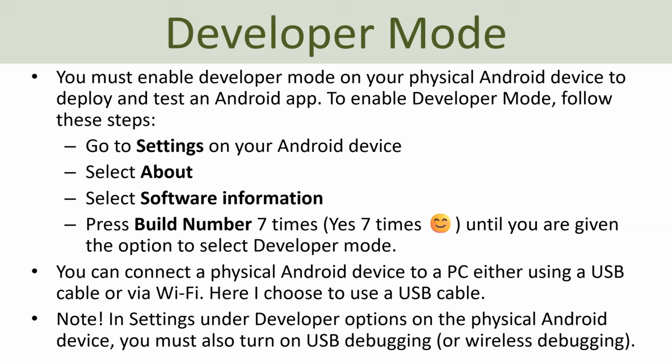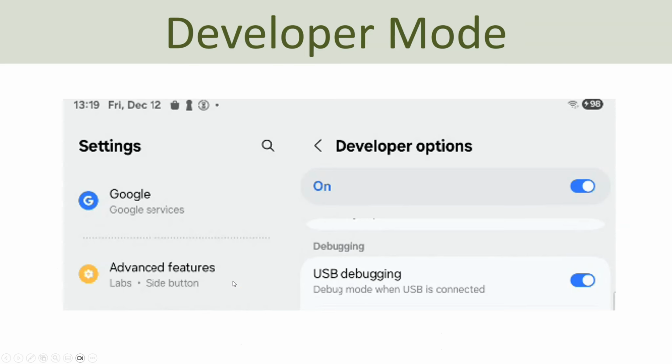And when you have enabled developer mode, you are able to connect your Android device to your computer using a USB cable. Also, one last thing, when you have enabled developer mode on your Android device, you also need to make sure that USB debugging is turned on. So if you don't find the developer options on your Android device, just search for it and make sure that this option USB debugging is selected.